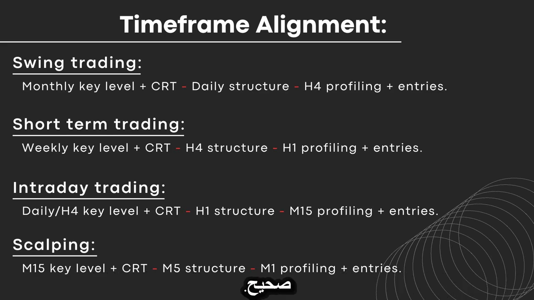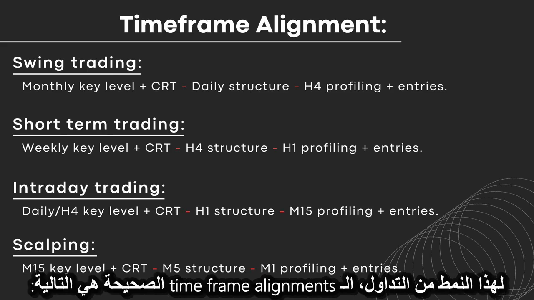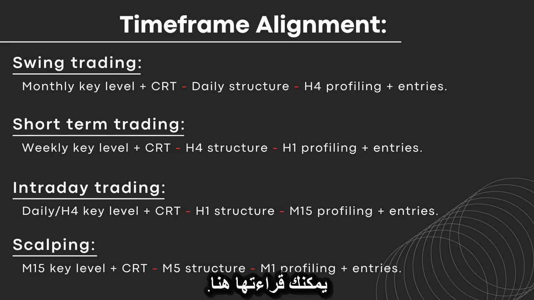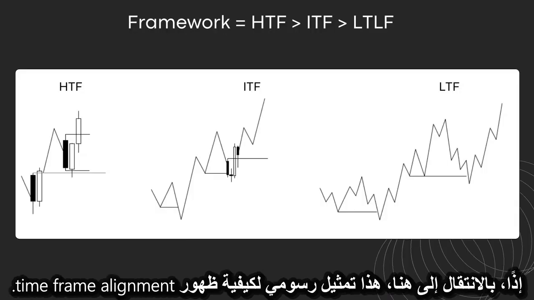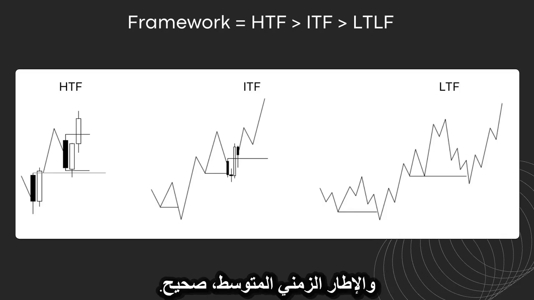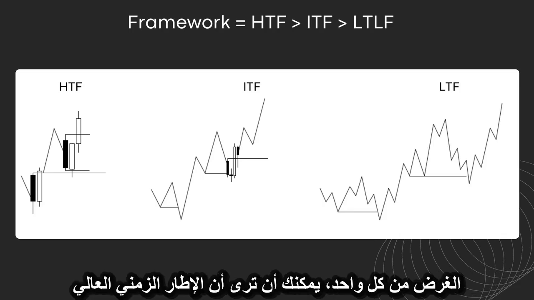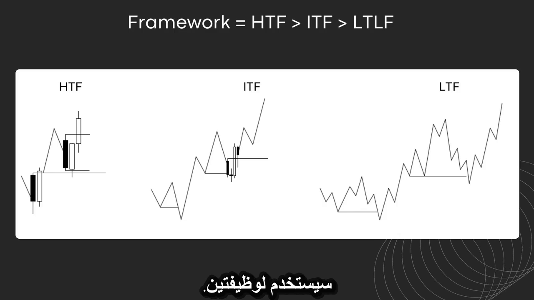Then last but not least, we've got scalping. For that style of trading, the correct time frame elements are the following. You can read it right here. So moving on, here is a graphical representation of what time frame elements look like. So we've got the three main time frames, which are the higher time frame, the intermediate time frame, and the lower time frame, right? So again, remembering the purpose of each one, you can see that the higher time frame will be used for two functions: marking out key levels and finding CRT, and then matching them and integrating them together.